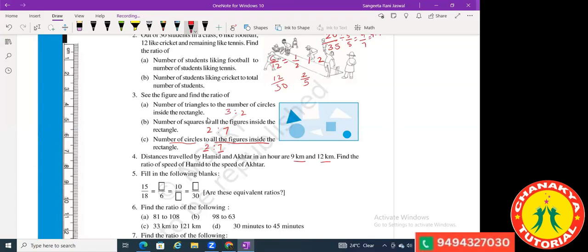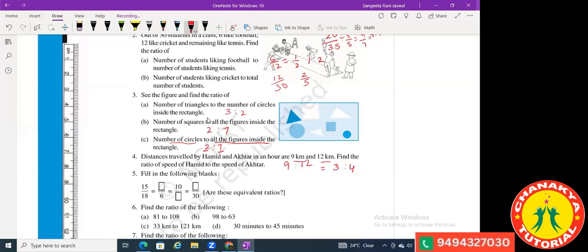So, what will be the speed? Speed is kilometer per hour. Yes, ma'am. And 9 km per hour, 9 is to 12. Okay. Ma'am, so it's 3 is to 4. Yes. So bring it to the lowest form. 3 is to 4.